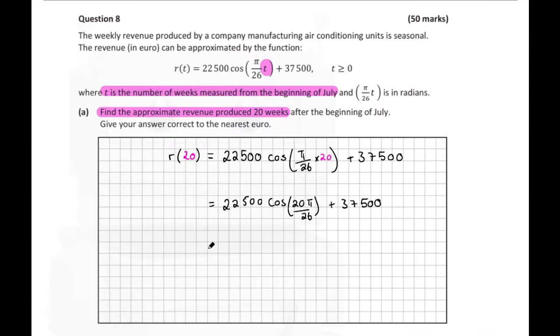If we put that all into our calculator, we need to make sure that it's in radians. That's a really big mistake that could be made here. Make sure it's in radians. When we put it into our calculator in the correct format, we get 20,658.51, and then the unit is euros.